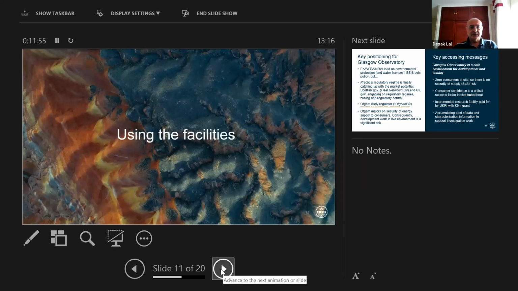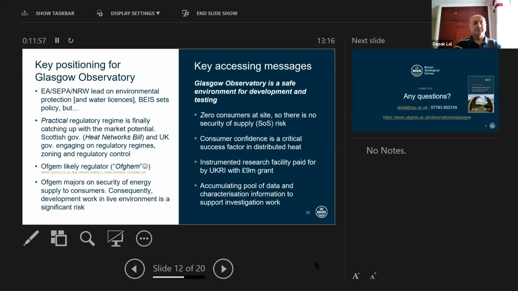So in terms of using the facilities, the way we position the observatory is as follows. The Environment Agency, Scottish Environmental Protection Agency, and the Natural Resources Wales Agency lead on environmental protection and water licenses, and BEIS sets the policy. But we're into that phase now where we should be looking at the practical regulatory regime, and it's finally catching up with the market potential.